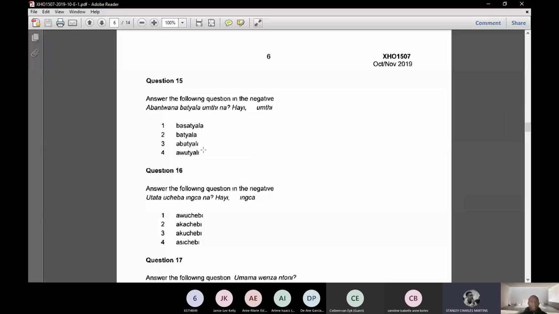Okay, so the question, what does it mean? Abantwana batyala umthi, meaning the children are planting trees. Now the question is asking you to change that into a negative. The verb is batyala. So in batyala you add a in the beginning, and then you change the last a, the suffix, into an I, abatyali. It means it's a negative. I understand, yes. Thank you.